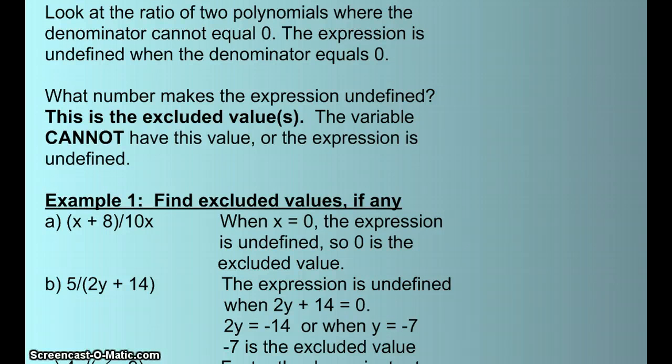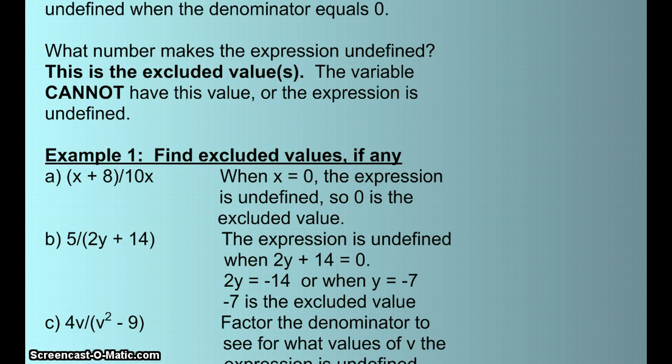In B, we have 5 divided by 2y plus 14. So when 2y plus 14 is 0, the expression is undefined. So you want to solve for y to see what value it cannot be. So in this case, 2y is negative 14 and y is negative 7. That means negative 7 is the excluded value. In that fraction, y can never have the value of negative 7, or the expression has no meaning. It will be undefined.